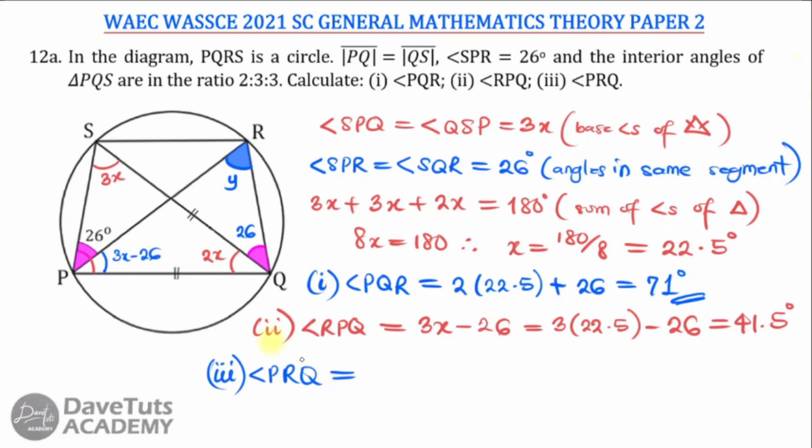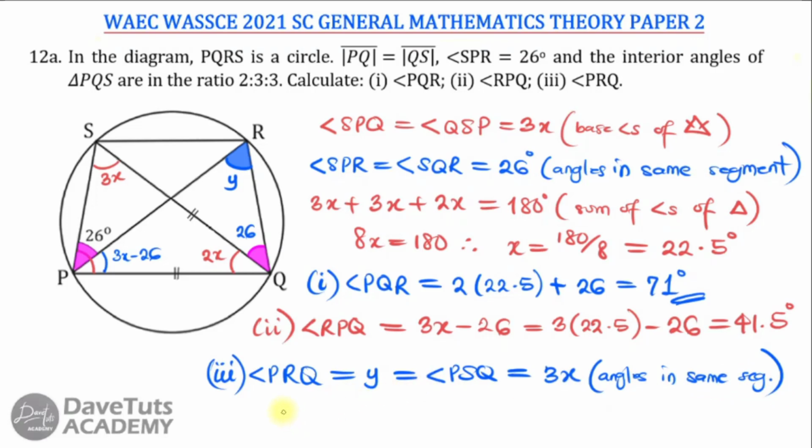But alternatively, I can see that this angle, even though I'm calling it y, is also the same as angle PSQ, which we have gotten to be 3x originally. And why am I saying that? Because they are angles in the same segment of the circle. You can see PQ is the chord, so we have PSQ as an angle in one segment and PRQ as an angle in another segment. So this is angles in the same segment, just like we have gotten before.